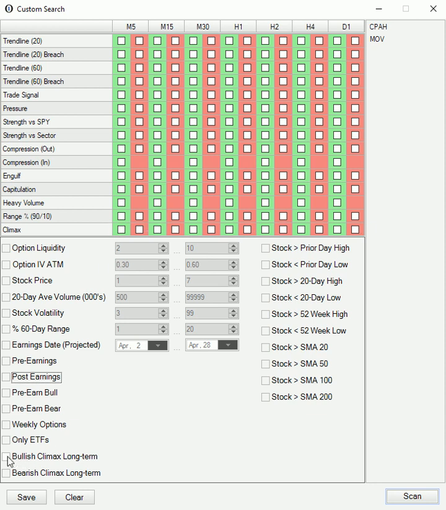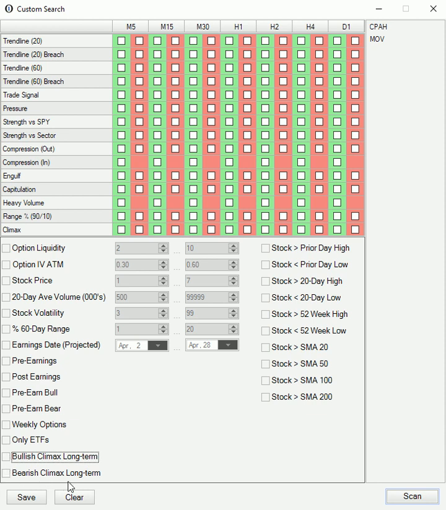Now, this same Climax that you can use on a shorter term basis for day trading, I've also configured this for a longer term 60-day period. So for those of you who are investors or longer term swing traders or maybe longer term credit spreaders, you can also use this. So a bullish Climax long term, this would actually be a contrarian indicator for me. I'm looking for a stock that might be ready to roll over and reverse.